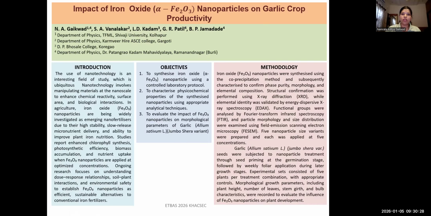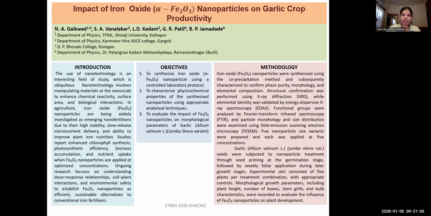oxide. The objectives of my study are to synthesize iron oxide nanoparticles by chemical route in a controlled laboratory protocol. I have characterized those synthesized nanoparticles, and then I have evaluated the impact of Fe2O3 nanoparticles on the morphological parameters of garlic, which is Allium sativum, named by Linnaeus. The local variety that I have used is Jumbo Shera, which is locally available in the markets of Sangli district.